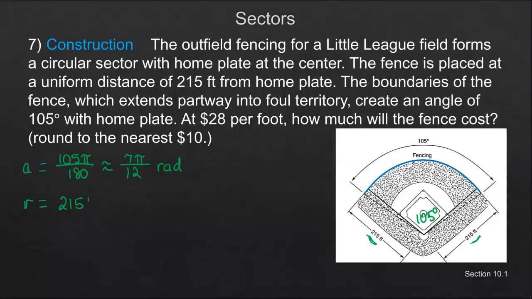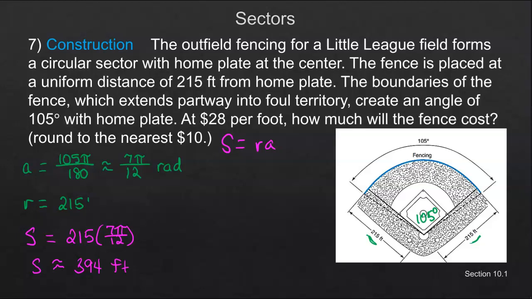Now it's just a matter of substituting in and finding my arc length. Remember that is the radius times A, and A is 7 pi over 12. I'll write that up here. And then we calculate. Just take 215 times 7 pi divided by 12, and I find an arc length of about 394 feet.